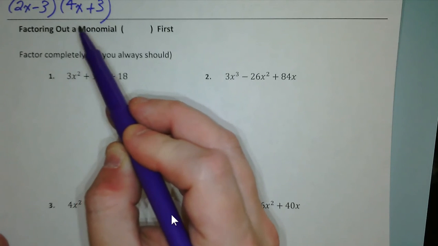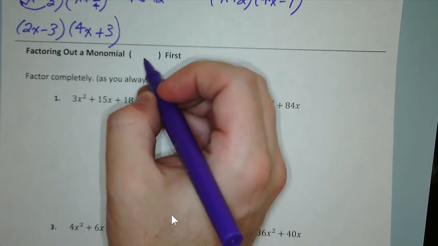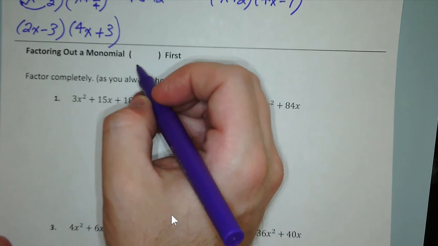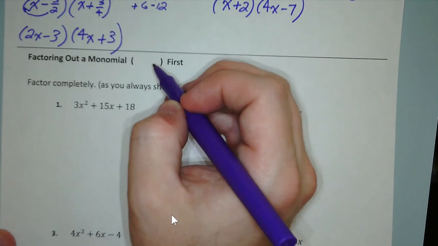Factoring out a monomial first, which again, what did Aaron say here, Jonathan? Jonathan, what do we always look to factor out first if we can?